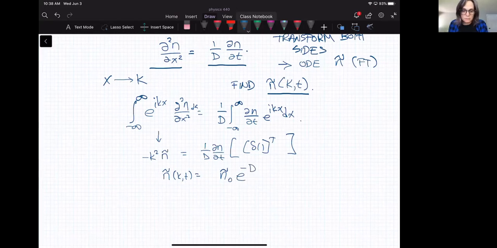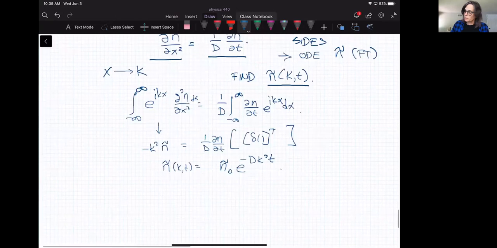let's see, what am I doing here? k squared t, right? So to finish this problem, you need to transform back to real space.